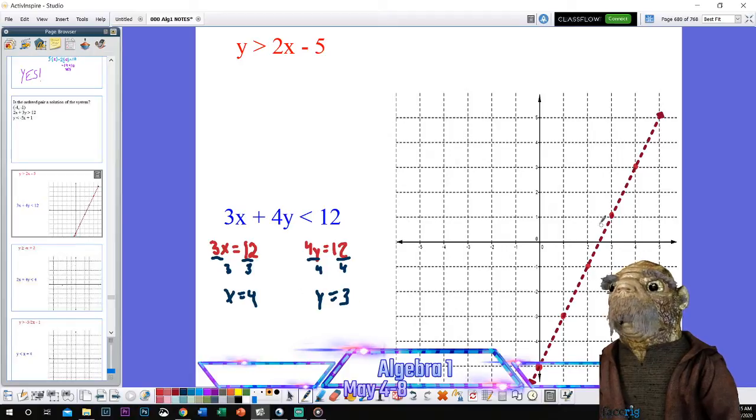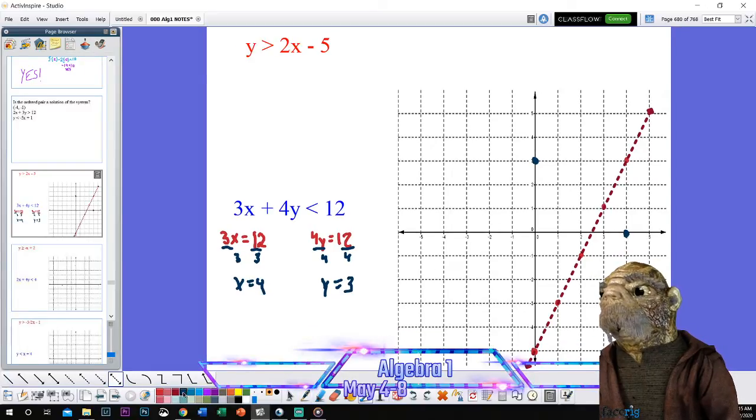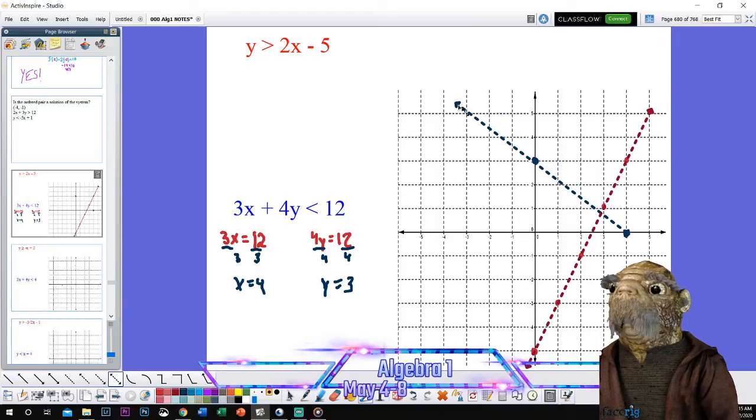So on my x line, I'm going over 4. On my y line, I'm going up 3. This one is less than, so I have to stick with a dotted line. And there it is. You want your line to take up your whole graph, all the way across.